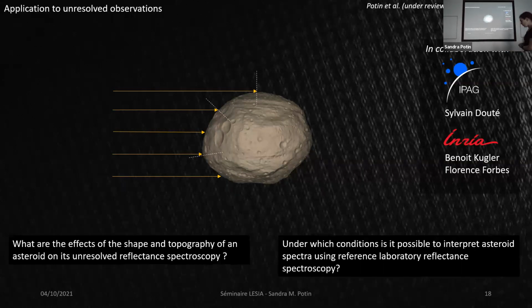So it raises two questions. How much will the shape and the topography act on its reflectance spectroscopy, mostly when we make spectroscopic observations without resolving the surface and the shape? How much will it change its spectroscopy? And finally, when we compare unresolved observations of asteroids with measurements in a lab where we control everything, do we have a bias? And this is what I'm going to present to you here today.